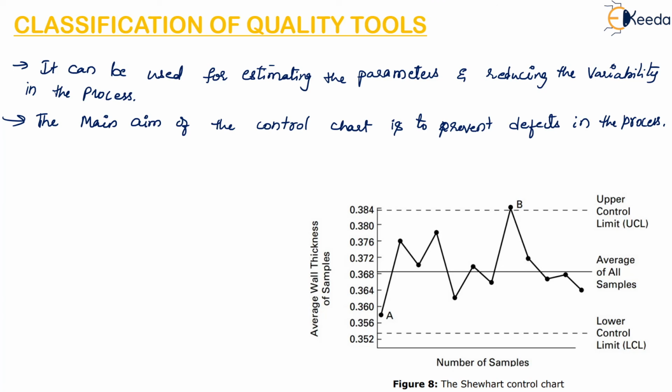Here we can see an example of a control chart. They have taken a number of samples, and the average wall thickness of these samples is measured. This is the upper control limit, UCL. This is the average of all the samples. This is the lower control limit, the LCL. In this process, the average wall thickness of the samples is well between the upper control limit and the lower control limit. Only one sample is above the upper control limit.